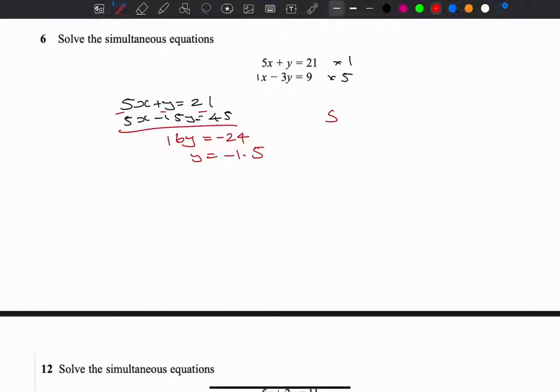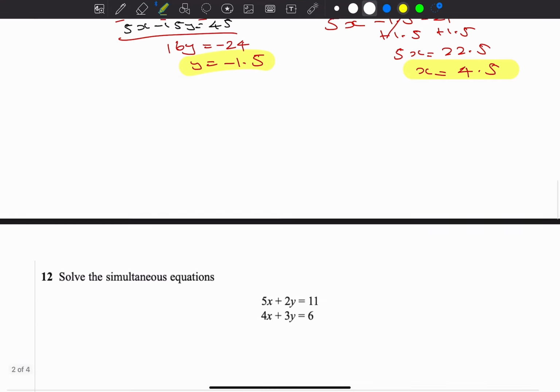Then let me rewrite it. 5x plus y, which is minus 1.5, equals 21. How to cancel minus 1.5? You can add 1.5. 5x is 22.5. X is 22.5 divided by 5, which is 4.5.